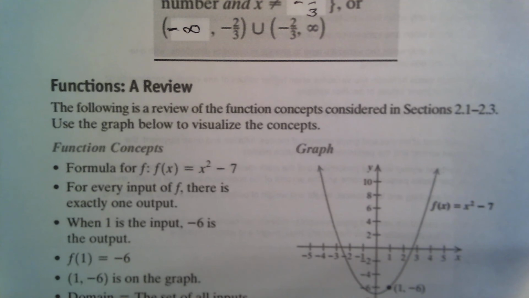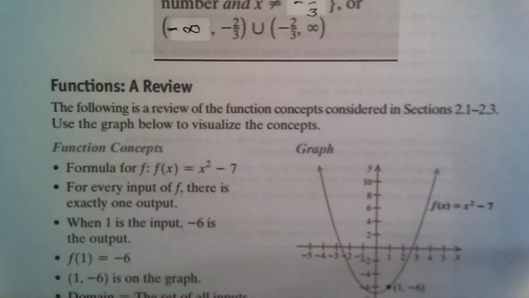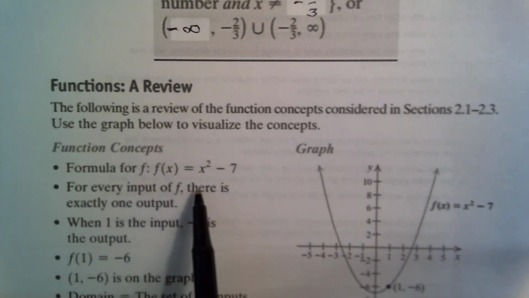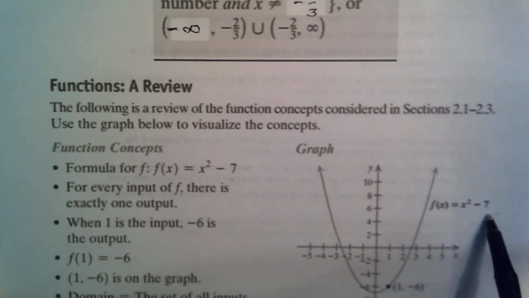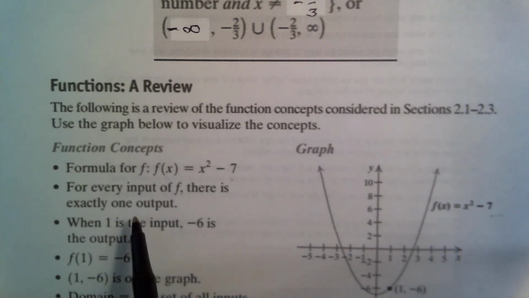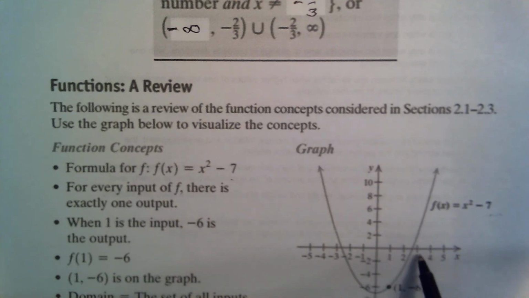So we conclude this section by doing a little review on functions. So this is a review of functions, the function concepts considered in these last two sections. So here's a graph of a function. Again, the formula for the function in this particular example is x squared minus 7. That's the graph of the function. Here it is, f of x equals x squared minus 7. And for every input of f, there's exactly one output. One input, if it's x equals 3, we get one output. For every input of minus 1, we get a certain function value, one output.